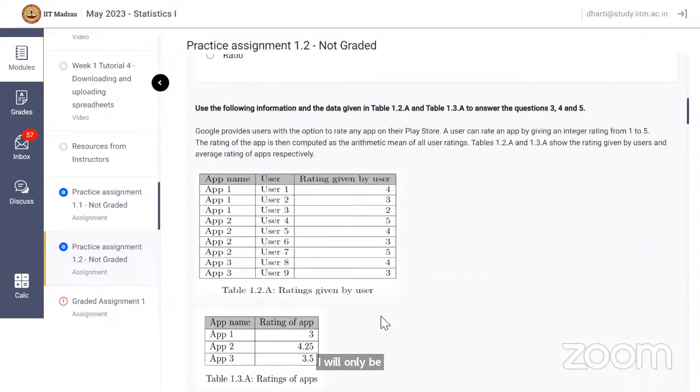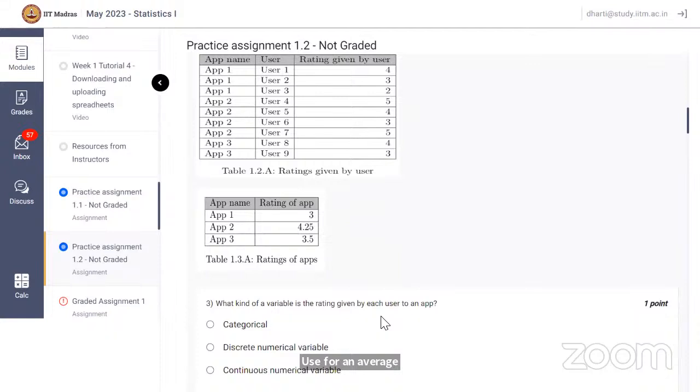So wouldn't it be valid that when I answer the question, I should think that it will at the end of the day be used for an average? So hence it is a continuous numerical variable.